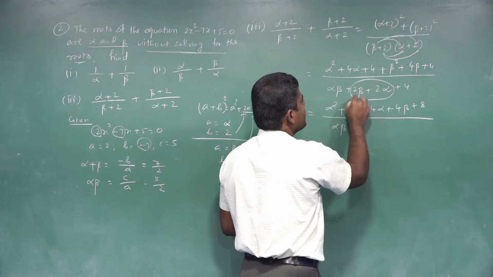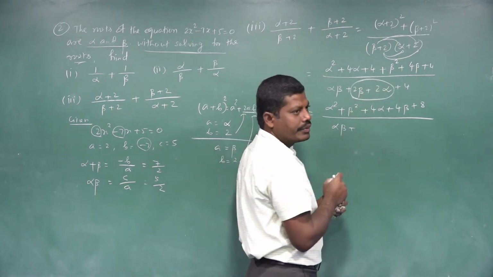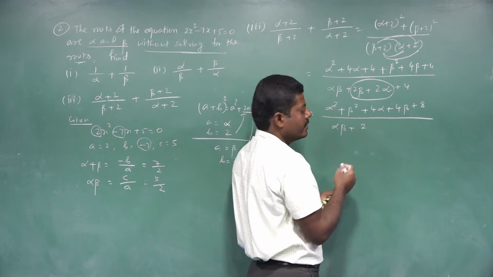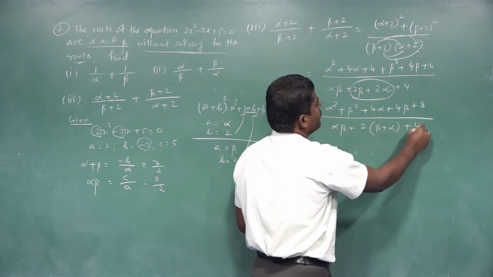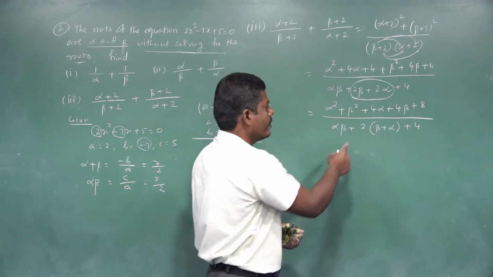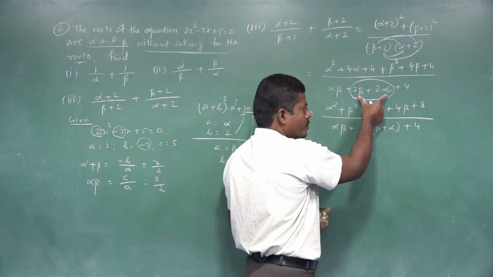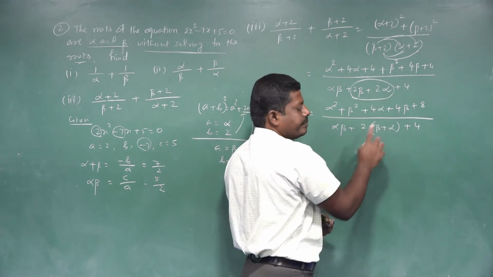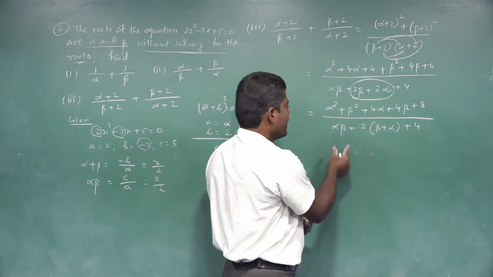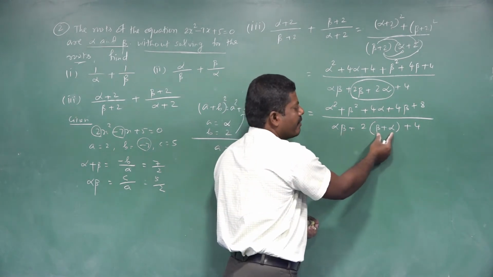From these two terms 2 is common. We take 2 outside. Understand? 2 outside means beta plus alpha plus 4. You take 2 outside from these two terms, the remaining term is beta plus alpha. Understand? In the denominator we know the alpha beta value and the alpha plus beta value.